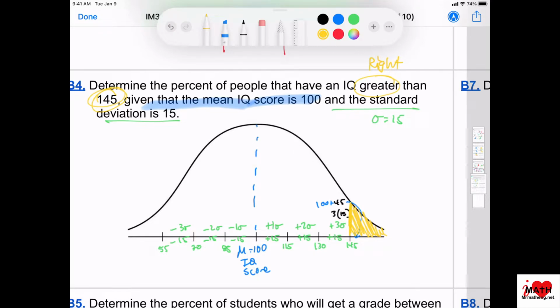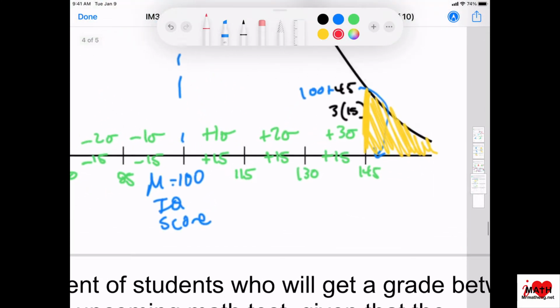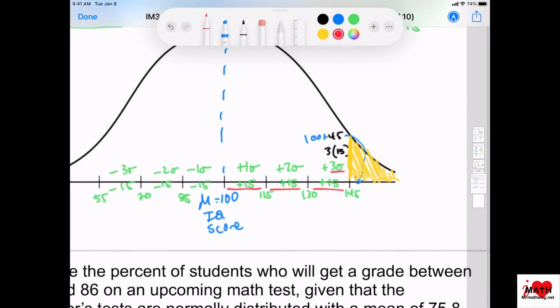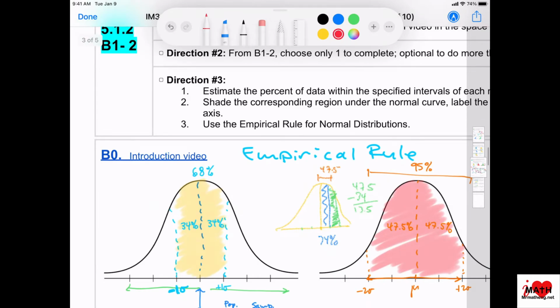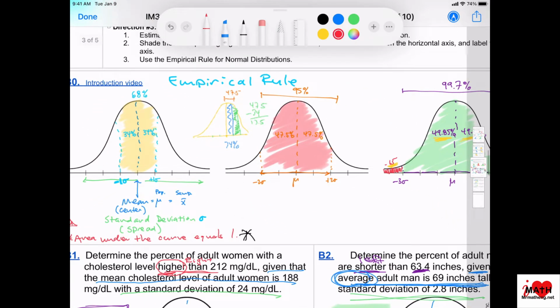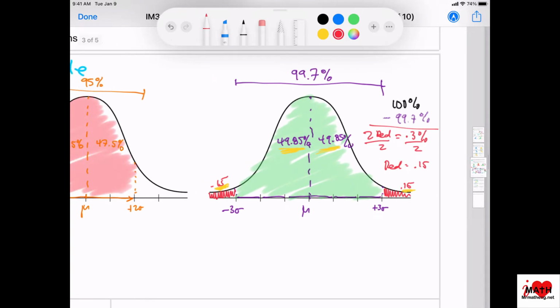Okay, so we have to connect this to the empirical rule. The question is, how many standard deviations is this away? Well, you can just count. 1, 2, 3. 3 standard deviations away right there, right? So if you look at the empirical rule, which one has 3 standard deviations? Is it the yellow, red, or green region? Well, it's the green region because it says there 3 standard deviations away. So that green region is representing 99.7.